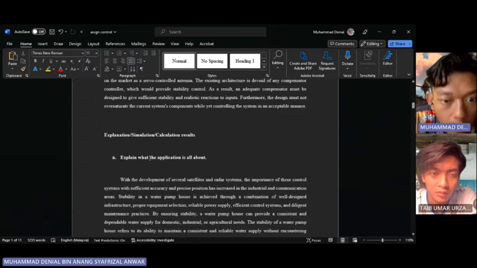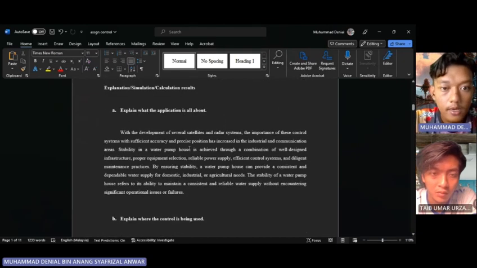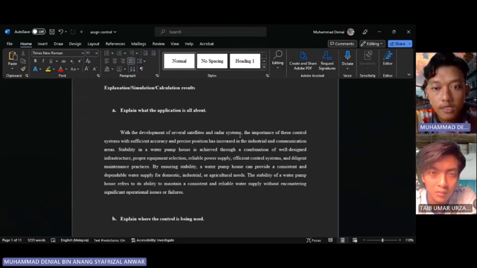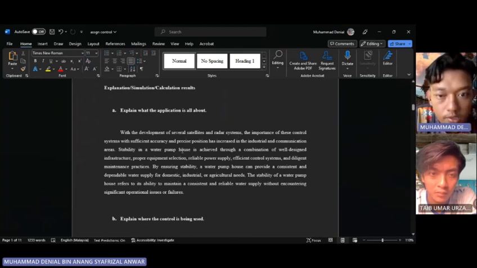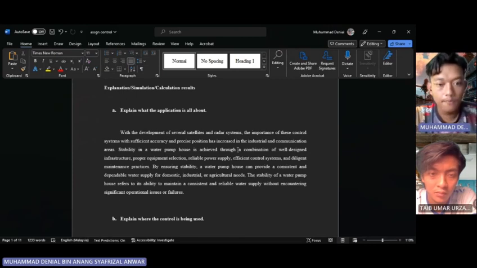Next, we explain what the operation is all about. With the development of several satellites and radar systems, the importance of control systems with sufficient accuracy and precise position has increased in the industrial and communication areas. Stability in the water pump house is achieved through a combination of well-designed infrastructure, proper equipment selection, reliable power supply, efficient control system, and diligent maintenance practice.